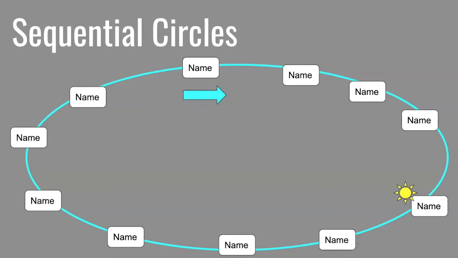If anyone is familiar with restorative practices, this is a common discussion technique that is used. A sequential circle is designed for initial thoughts on a topic where you want to make sure you're equally sharing the air among the students in your room.